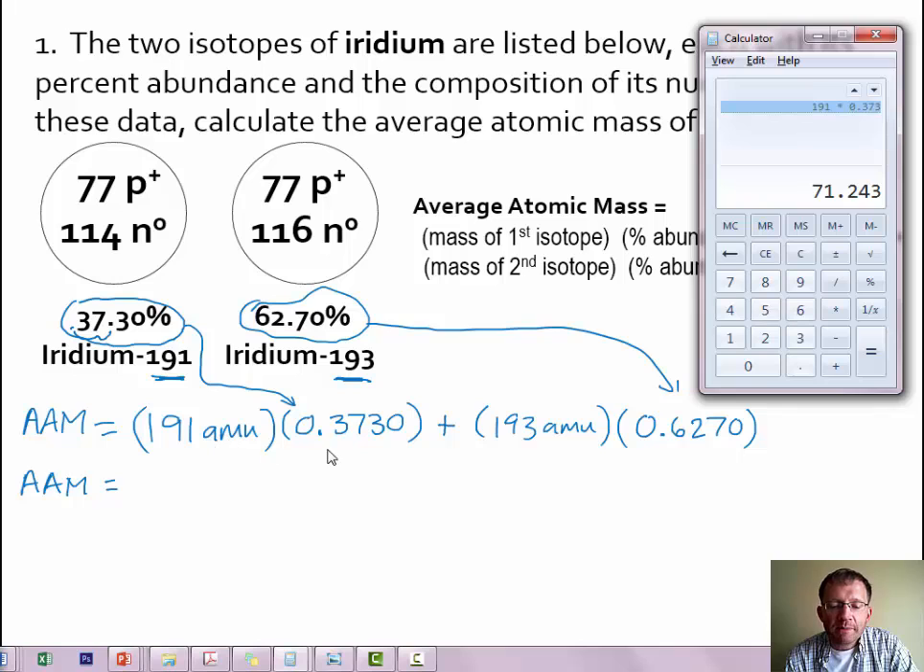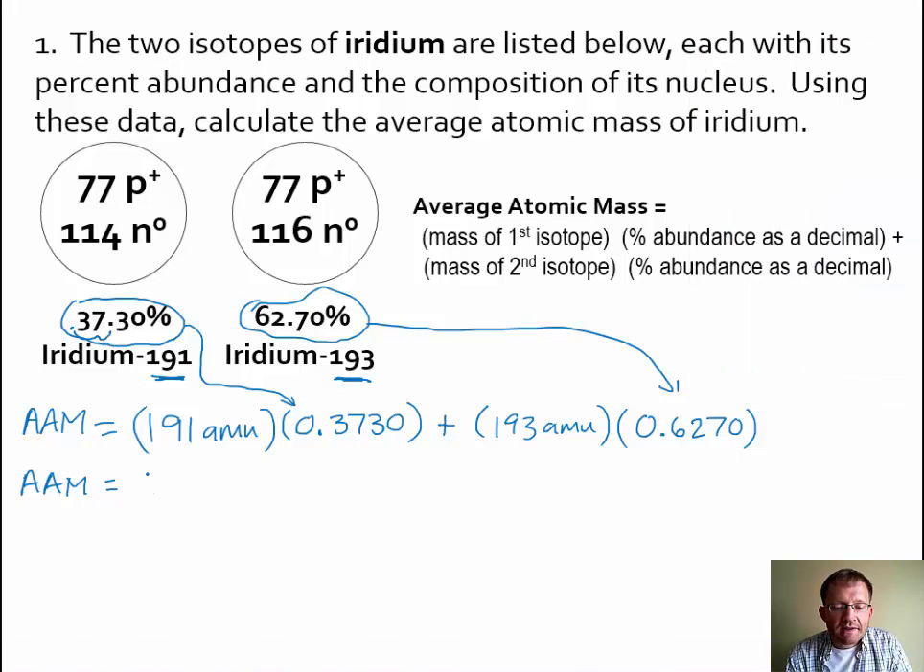My answer, when I multiply those together, should have 3 significant figures, because 191 has only 3. So how can I round this answer off to give me 3 significant figures? 71.243, as it's written, has 5. Let's round that off to have just 3, and we get 71.2. So I'm going to bring that answer in and write it in as 71.2 AMUs. Now that's not my final answer, that's just this first part, right?